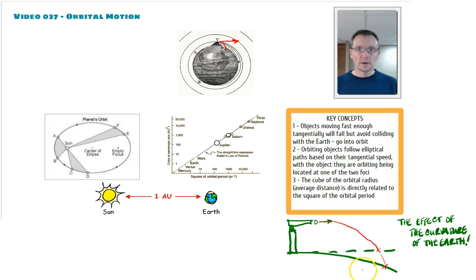Obviously, this is a bigger deal if the Earth were smaller, right? On Mars, the curvature is much greater because it's a much smaller planet. But for us, it's still important to know that this curvature of the Earth has an effect.